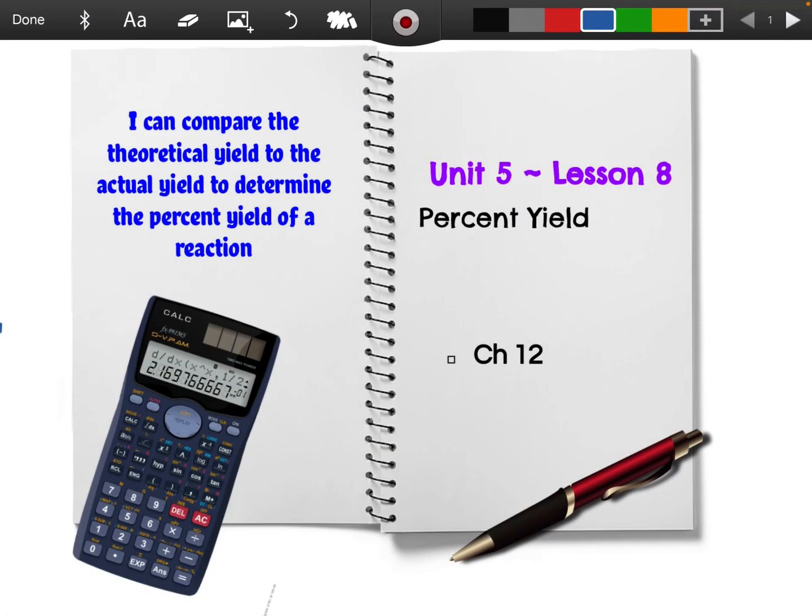In the notes for Unit 5, Lesson 8, we will cover percent yield. For percent yield, you will be able to compare the theoretical yield to the actual yield to determine what percentage of product was produced.